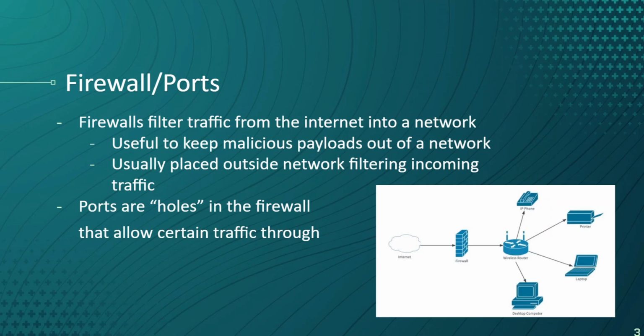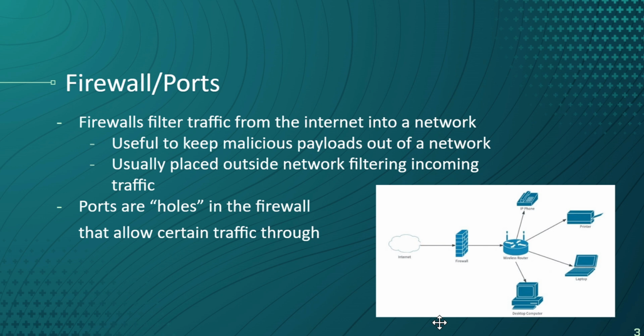Before continuing our discussion about Nmap, we need to understand what firewalls and ports are. Firewalls are basically just filters that determine which traffic should enter the network and which traffic should be blocked. This is useful to keep malicious payloads from attackers out of the network while being able to access the internet. It's usually placed outside the network while filtering incoming traffic. As you can see in this diagram, we have the internet right here, and then the firewall filtering out traffic, and then the leftover traffic is forwarded into the private network.